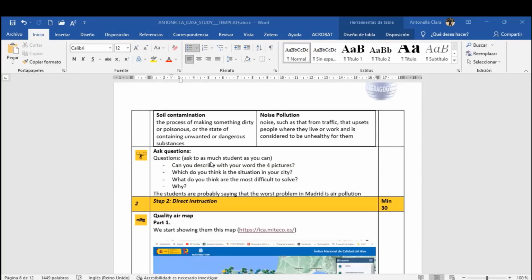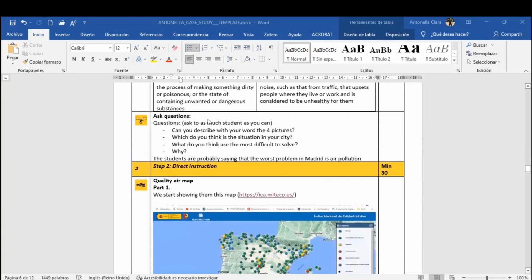These are the questions. Rosenshine said always that we have to ask every student. Maybe it's not possible to ask every student, but maybe what we can do is try to ask, in this case, 5 questions, and divide the class in 5 groups, and every group has to answer 1. Describe what you have seen, which is the situation in your city, which are the measures you can take to solve the problem, why, and so on.